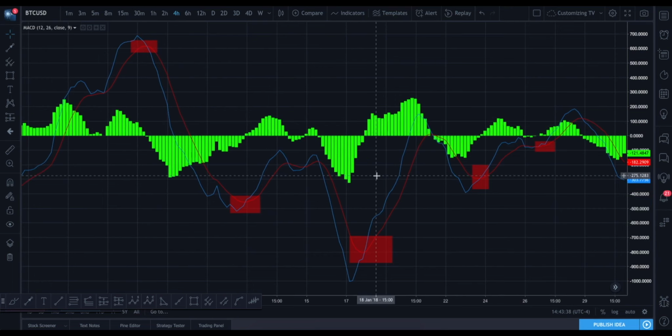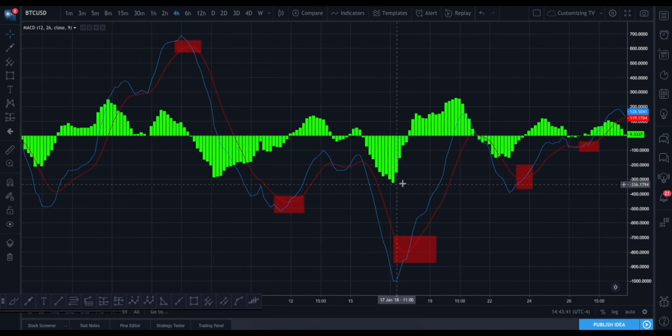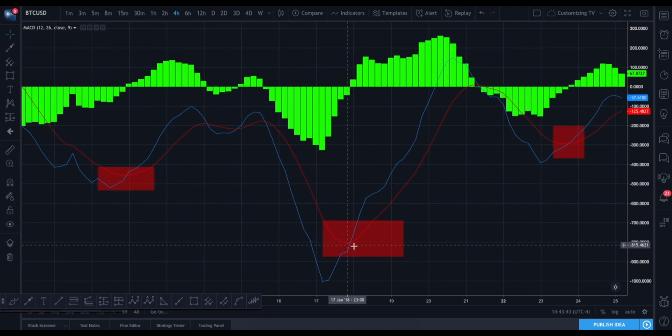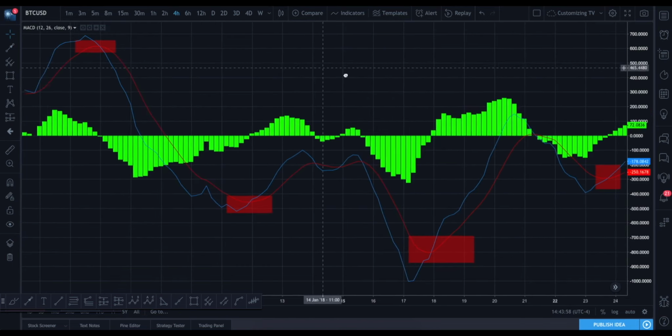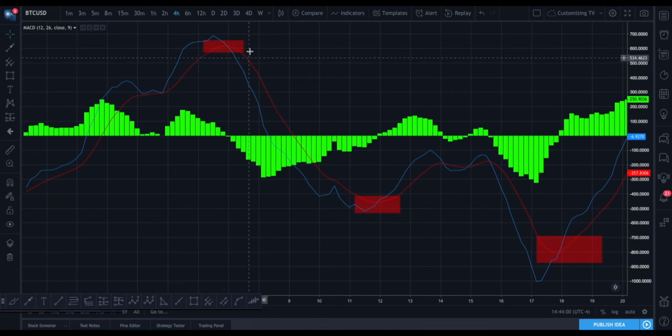So let's examine it a bit closely because I want you to get this very clearly. You can see at this line, these lines match perfectly, right? The moment that there's a crossover, the histogram moves in the opposite direction. If it's a crossover on the negative side, the histogram will move to the upside. If the crossover is on the upside, the histogram will move in the opposite direction, okay? And now let me tell you why this is so powerful.